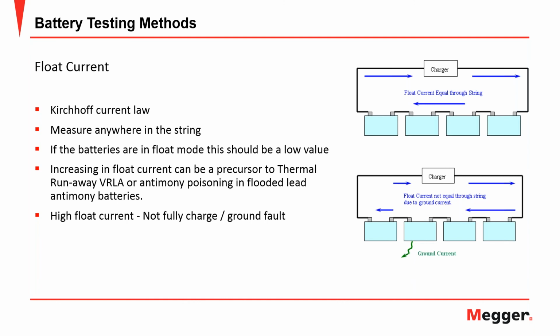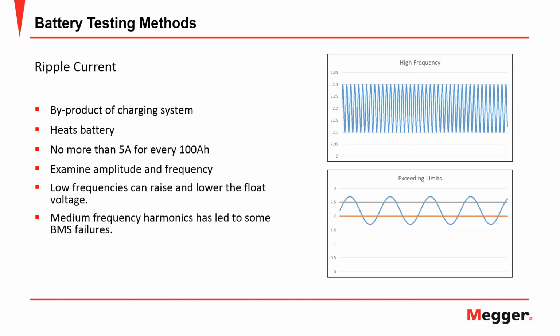Ripple current. Now, float current is your DC current. Ripple current is your AC current. And typically, the AC current can cause heating effects in the batteries, and heat is not good for them. So IEEE recommends that you don't exceed 5 amps of ripple for every 100 amp hours of capacity.